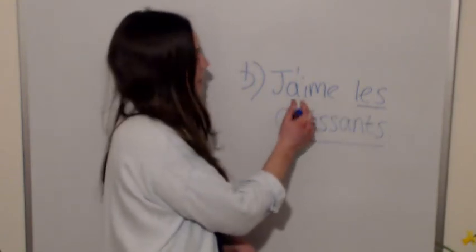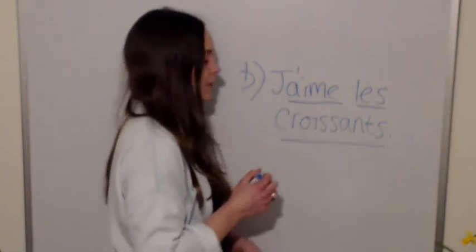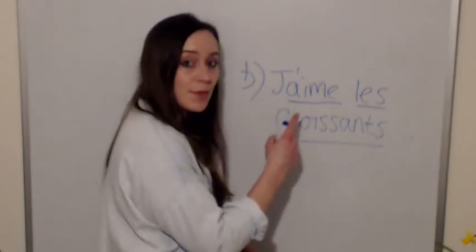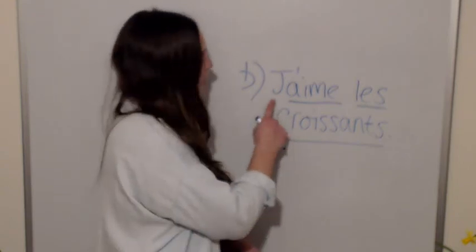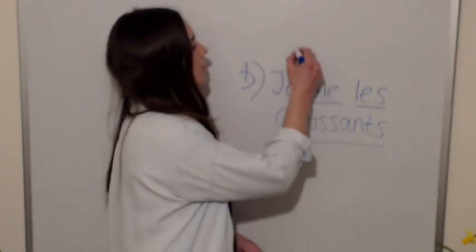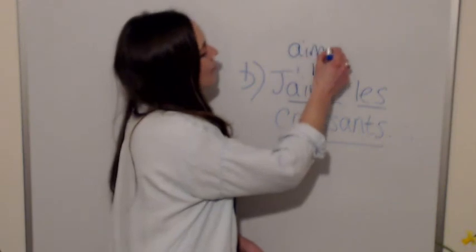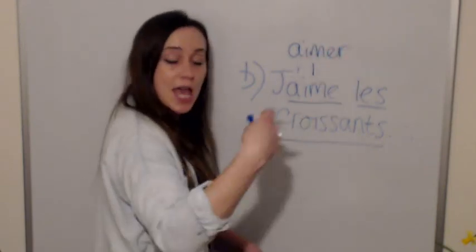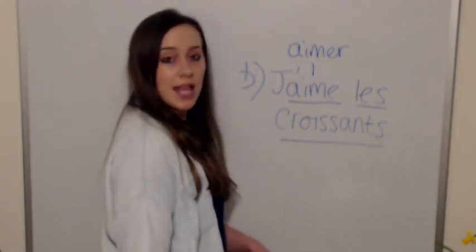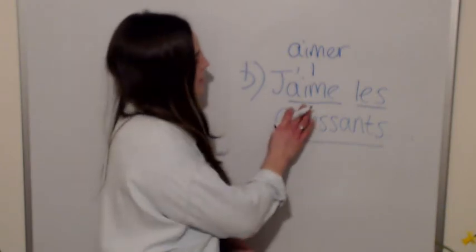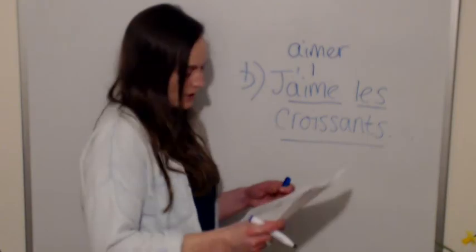This bit here, aime, after je, j'aime, I like or I love croissants. This is the verb from the verb aimer, which we looked at last week. Aimez-vous les bananes? Do you like bananas? Oui, j'aime les bananes. Yes, I like bananas. This is the verb. Okay?